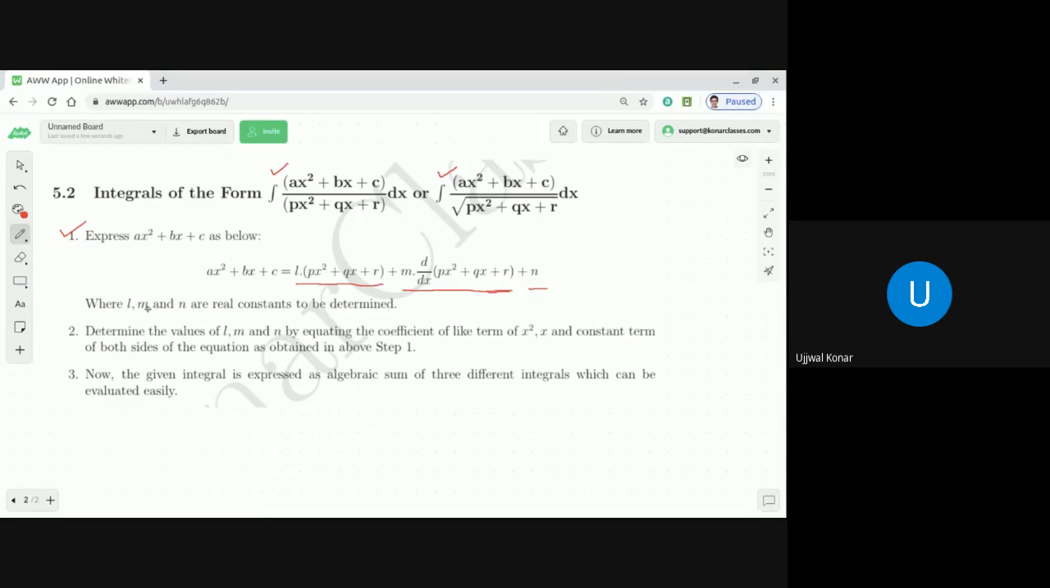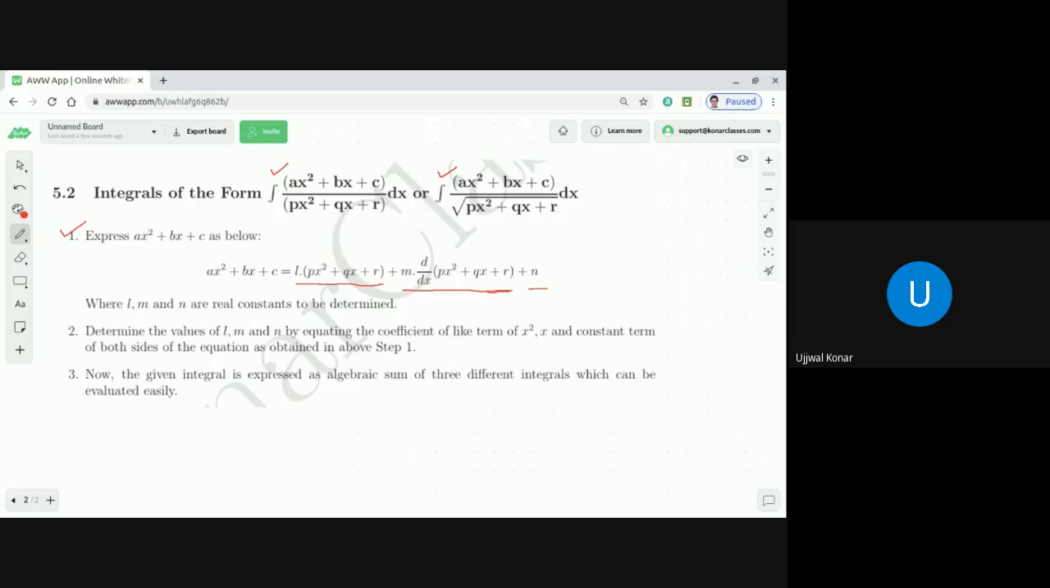So whenever, in exam execution mode, suppose you are in an exam hall, you get an integration of the form ax square plus bx plus c by px square plus qx plus r, or ax square plus bx plus c by square root of px square plus qx plus r dx. Immediately your mind should go, oh yeah, I did it with Konar sir, that numerator I should express like that, L into the denominator plus m into the d/dx of the denominator, accepting the square root, plus n.